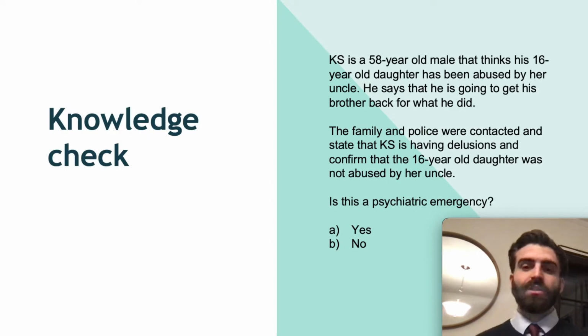For the first section, the knowledge check question to summarize it is: KS is a 58-year-old male that thinks his 16-year-old daughter has been abused by her uncle. He says that he is going to get his brother back for what he did. The family and police were contacted and state that KS is having delusions and confirm that the 16-year-old daughter was not abused by her uncle.